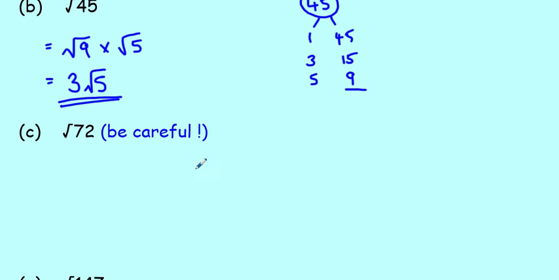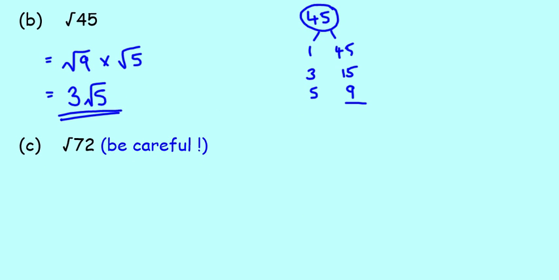Right, root 72. So be careful with this one because a lot of people don't use the highest square number first. Now, when you're listing all of your factors, just keep dividing by 2, then 3, then 4 to list them all so that you can choose the highest square number. So 1 times 72, 2 times 36, and you're like, oh, that looks nice because 36 is a square number.